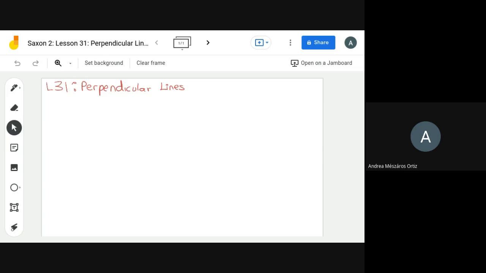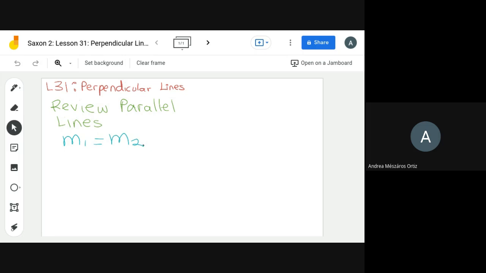Okay, chicos, this lesson is about perpendicular lines. If you remember, this is a review, we talked about previously about parallel lines. And parallel lines, if you remember, have the same slope. Do you guys remember that? The slope of the first line is the same as the slope of the second one.